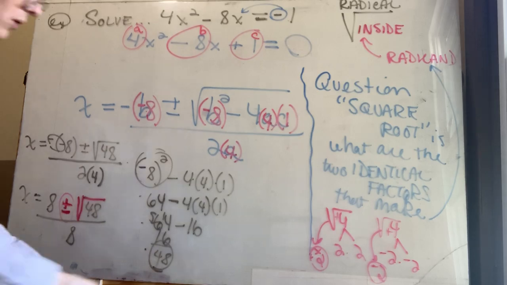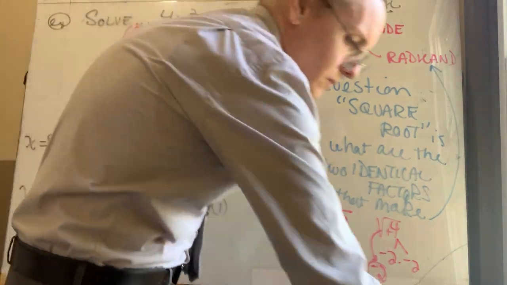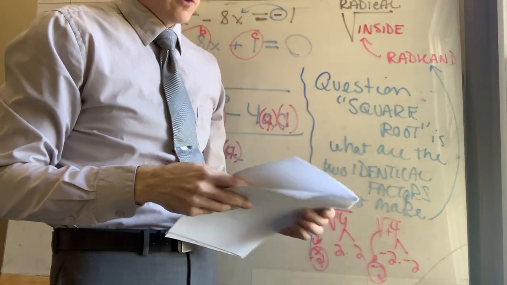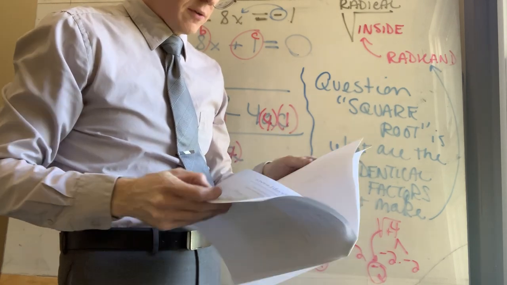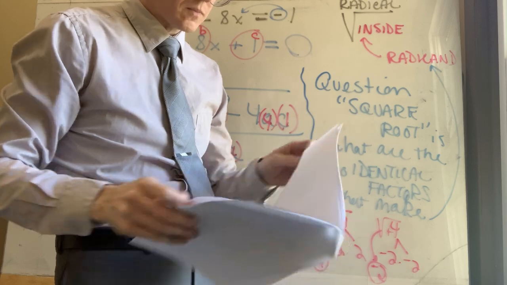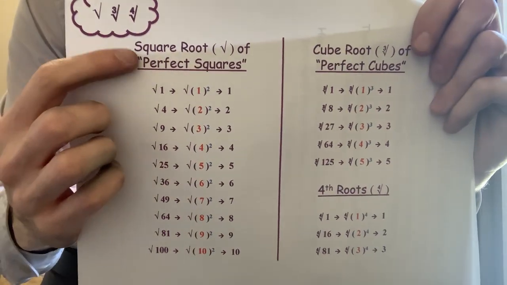All right, side note, in the packet, there is this sheet, which is a reference of good things to memorize in the long run, specifically the square roots.